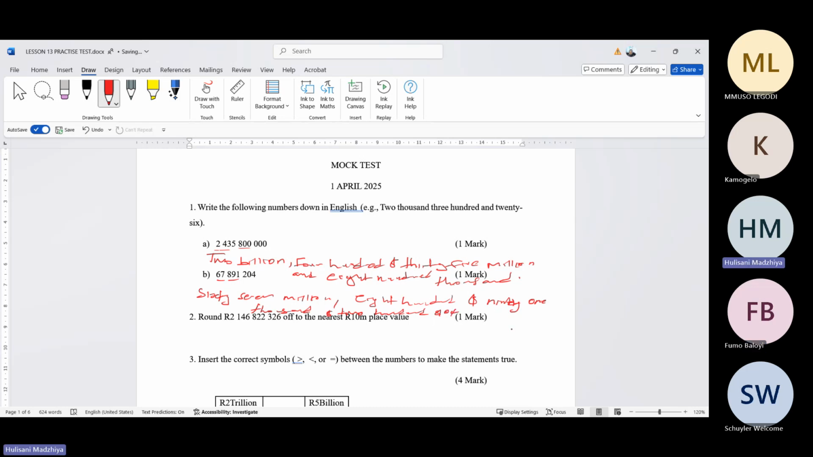So you can also put a comma over here between thousands, which means that the person will read the amount as follows: 67,891,204. So do not use the "and" over here. So just say 891,204. So that's how we are supposed to write this number.